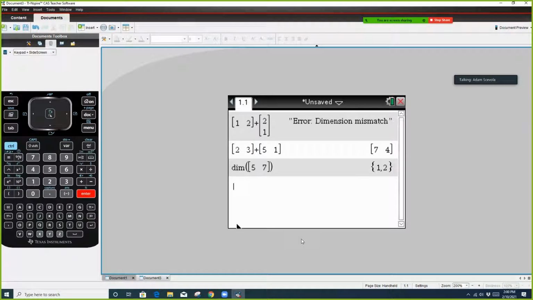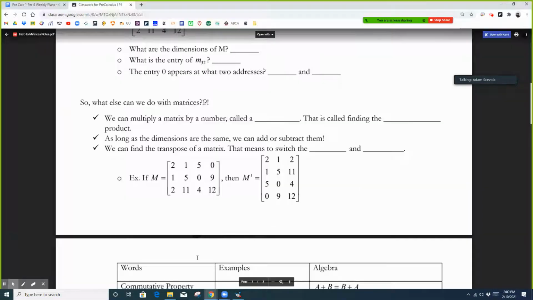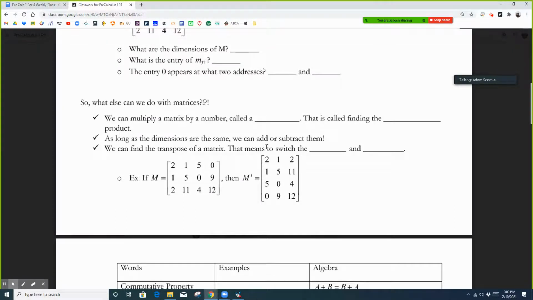And I can also do scalar multiplication. If I took this matrix here and put a 5 in front of it and multiplied it by 5, then everything inside the matrix would get multiplied by 5 as well. Okay, so that's matrix addition and scalar multiplication. We can also multiply two matrices together, but we're not going to do that today. We'll spend the whole day on that.